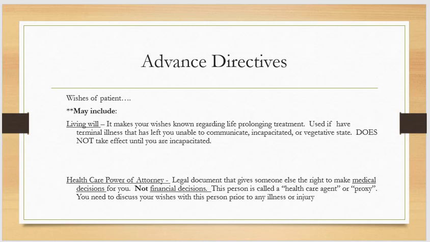So this is a document that's filed with your health provider or their office or system, but does not take effect unless you're incapacitated. Advanced directives may also include something called a healthcare power of attorney. This is a legal document which gives another person the right to make medical, not financial, decisions for you if you're incapacitated. This person needs to be made well aware of your wishes before they're needed in this capacity. You don't want to put a loved one in the position of making difficult medical decisions for you without knowing that they're following your wishes.